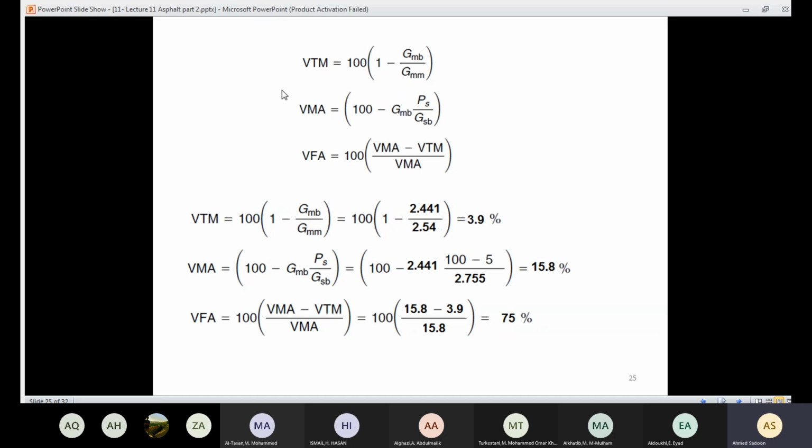Similarly, I'm going to use the formula for VMA. In the formula of VMA, I have 100 minus GMB, which I already determined. I should know the value of GSB.